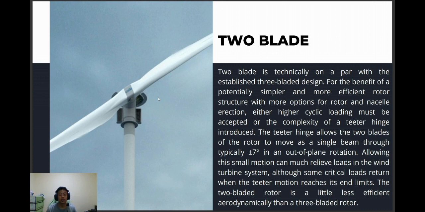The 2-bladed rotor is a little less efficient aerodynamically than a 3-bladed rotor. So, hindi din naging balance yung 2-blade natin, dahil sabi dito, the 2-blade rotor is a little less efficient aerodynamically than a 3-bladed rotor. And hindi talaga siya maging balance kasi yung isa, dapat nakatutok sa isang direksyon, and then yung dalawa nakatutok sa may angle. Okay? So, kaya hindi naging perfect yung 2-blade natin para sa wind turbine.